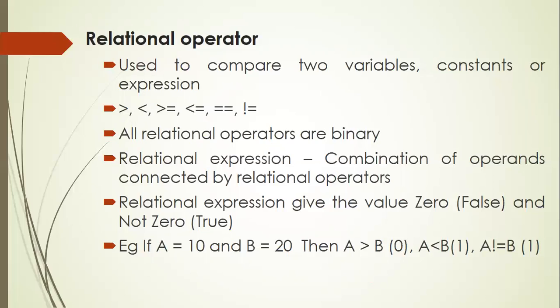Example, you take two variables A and B with values 10 and 20 respectively. Then the first case, A greater than B. Since A greater than B is false, the result is 0. In the second example, A less than B, that is true, so the result is 1. And the last case, A not equal to B, that is also true, so the result is 1.